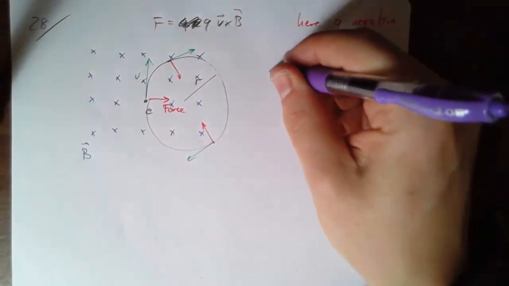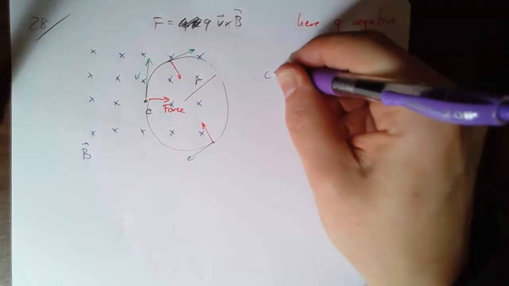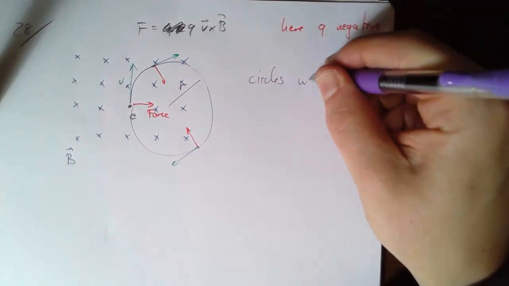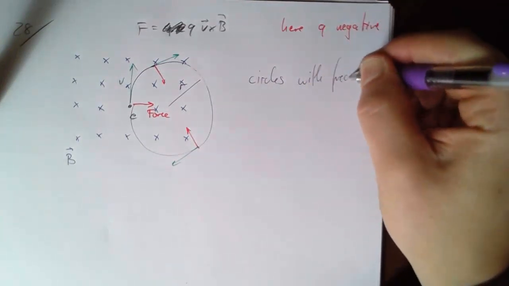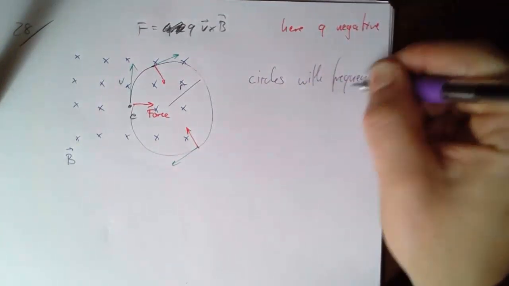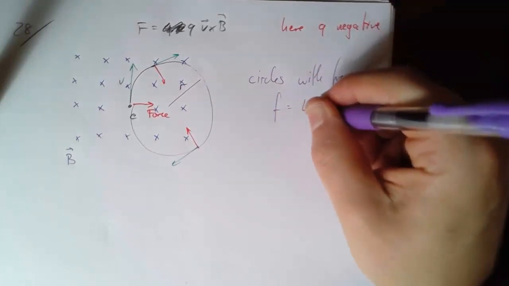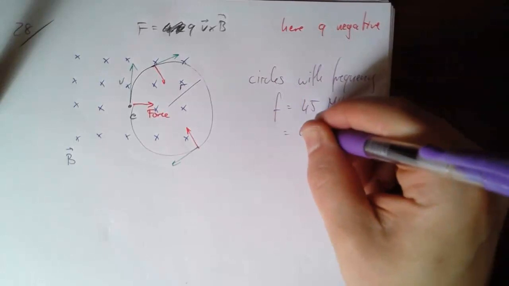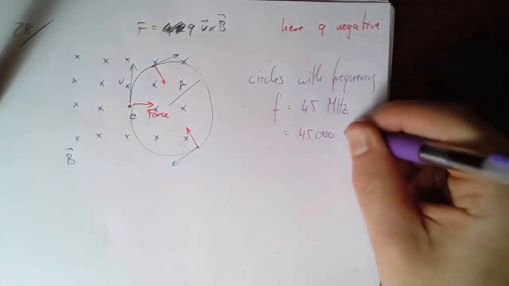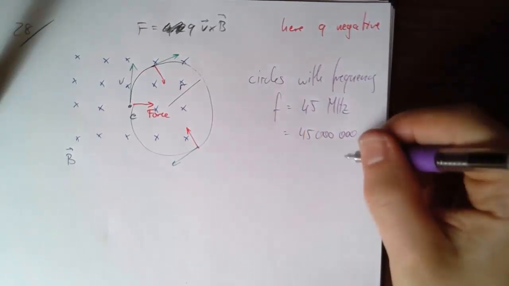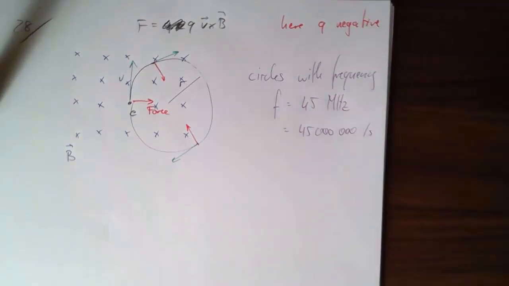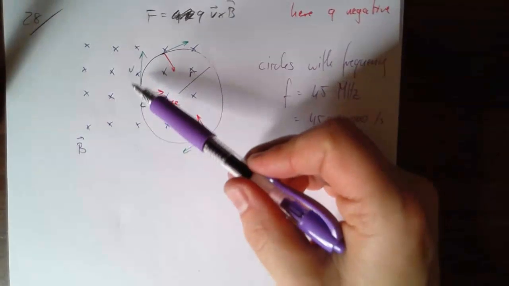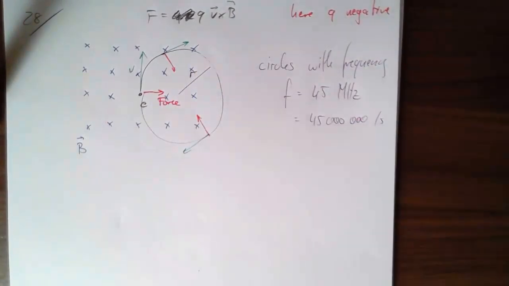So it circles with frequency f is 45 megahertz, which is of course 45,000 million, sorry, 45 million times per second. That's the megahertz. So 45 million times per second is going around.